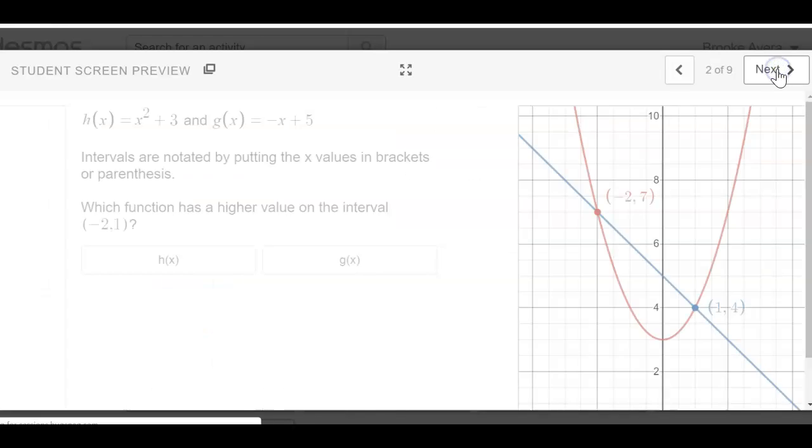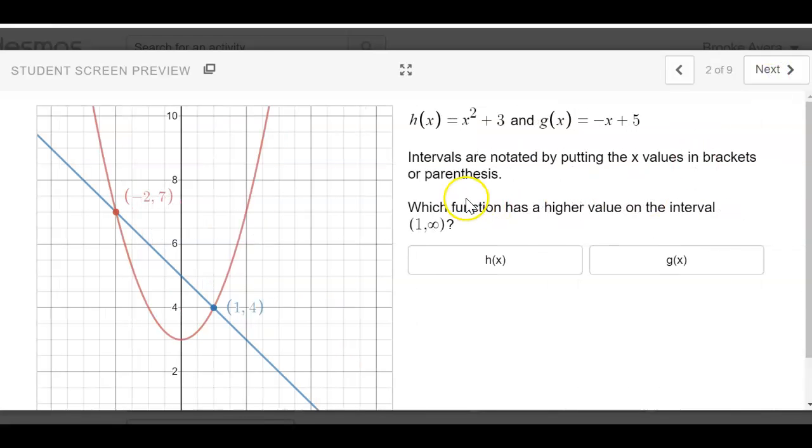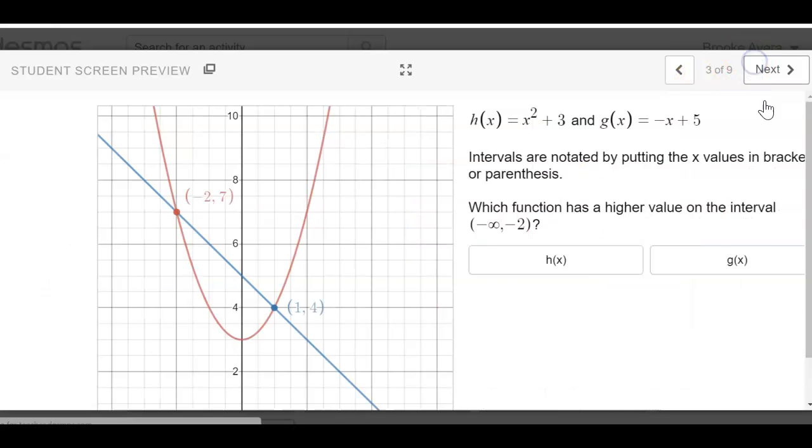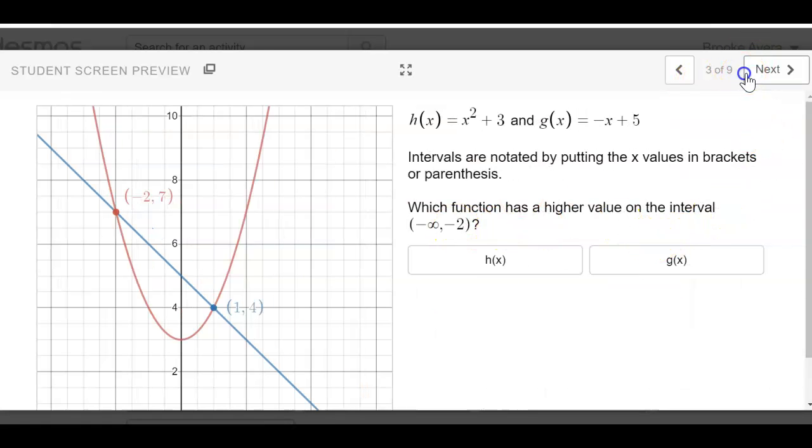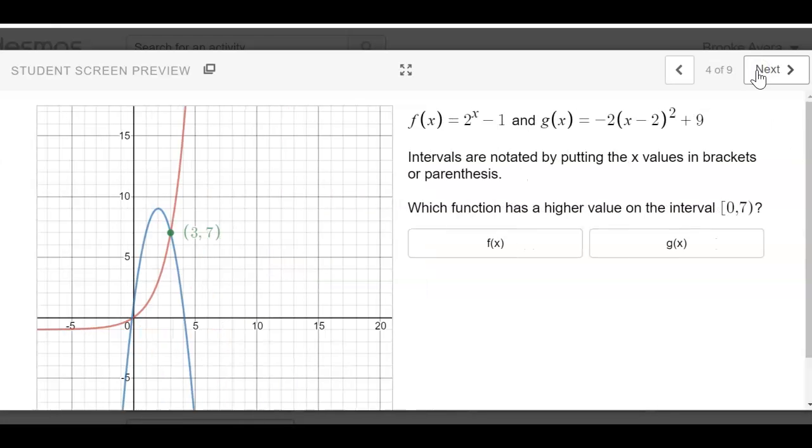And actually, I want to skip that one, and let's look at one that's got an interval. So this says, intervals are notated by putting exit values in brackets or parentheses. You may remember that a bracket was that bar, so we've got a bracket in anywhere that point is included, so 0 is included here, and 7 would be a dot where they intersect. So you can see the 7's the dot here, they intersect. That's the reason it would be in the parentheses.